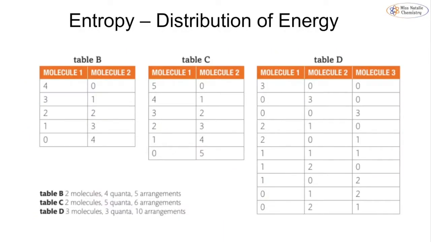So for example, if we have these three different setups, table B is 2 molecules, 4 quanta, so 4 small energy packets, and therefore 5 arrangements. Table C gives us 2 molecules, 5 quanta, and 6 possible arrangements. Table D gives us 3 molecules, 3 quanta, and 10 possible arrangements. So we can see that as we increase the number of quanta and increase the number of particles, we're going to get a further wider distribution, therefore higher entropy.